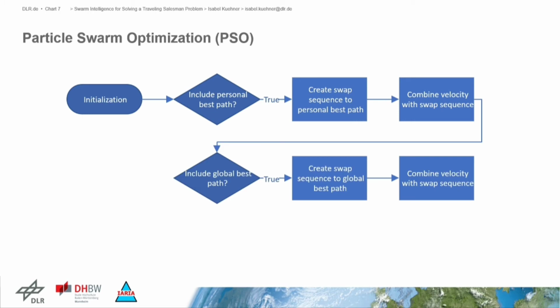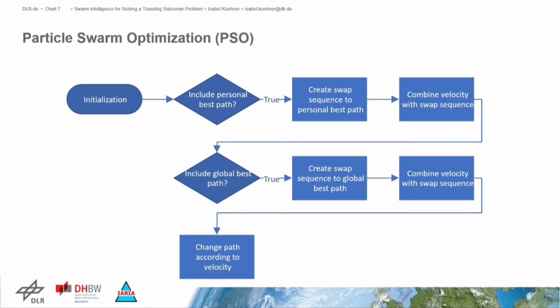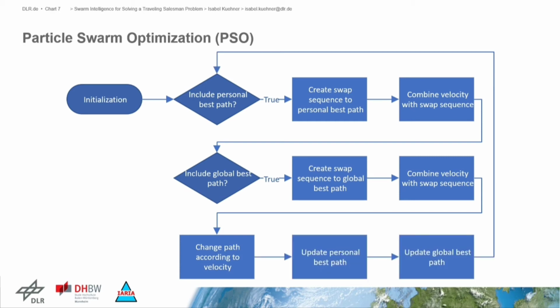The individual can also include the global best path, so the best path that was found in the past by the whole swarm. And also it can then create a swap sequence from its current path to the global best path and then combine this with the velocity. Then this velocity is applied to the current path, and a new path is created by doing all the swaps. And after that, the personal best path and the global best path are updated depending on the distance of the path.